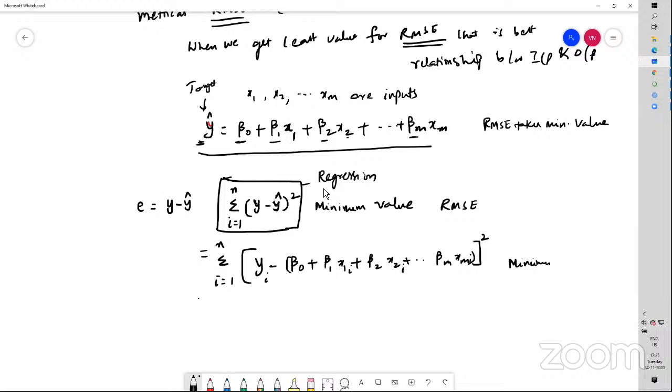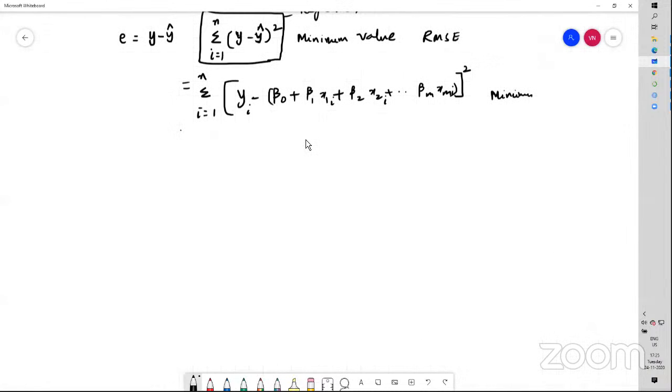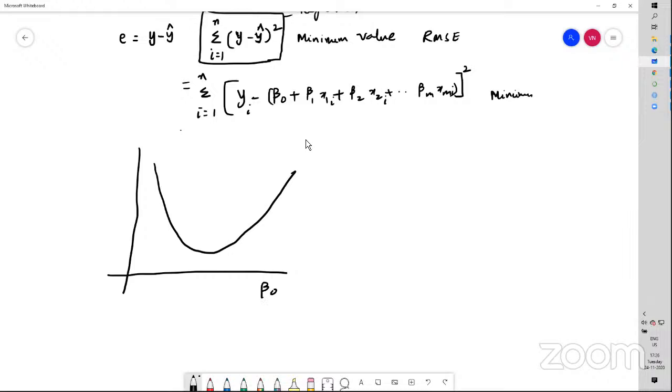So how can we make sure that this equation takes a minimum value? Let's do this. This is a quadratic equation. Let's say this quadratic equation takes a shape like this. I am simplifying it with only two variables. So this is your beta naught and this is your beta 1. Let's assume that there is a third axis, and this is your RMSE value. For different values of beta naught and beta 1, this is the value of RMSE.